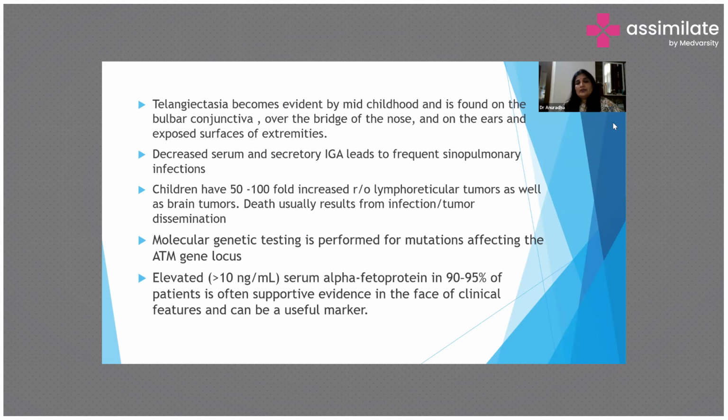What do you find in the blood investigations? You find decreased secretory immunoglobulin A, which leads to frequent sinopulmonary infections. Sometimes you suspect ataxia telangiectasia from frequent sinopulmonary infections, repeated sinusitis, repeated LRTIs, etc. and you go for serum IgA levels, which are very low. There is also increased risk of lymphoreticular malignancies, and the child mostly dies from complications of lymphoreticular malignancy or brain tumors. Molecular genetic testing is performed for mutations. And what else do you see? You will see increased serum alpha-fetoprotein levels in 90 to 95% of the patients.